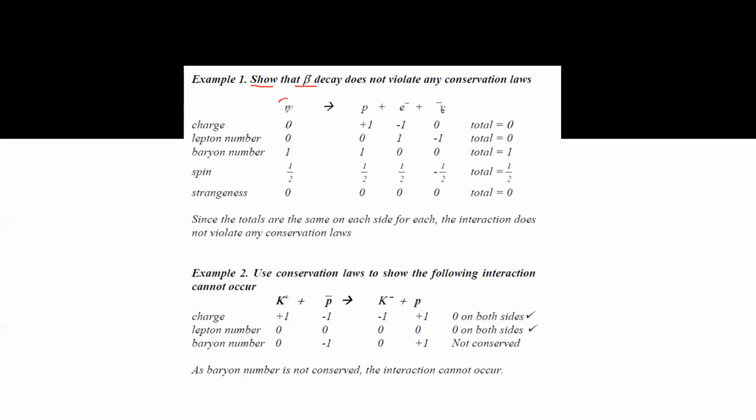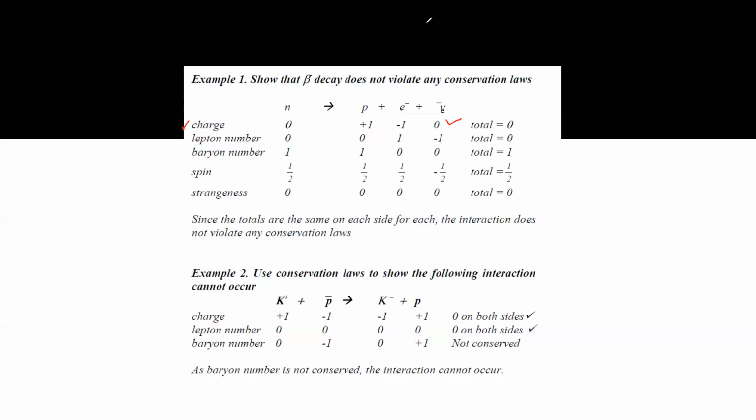When you check the charge, a neutron is a neutral particle, so the charge is 0. The total charge of a proton is +1. Here it's a relative charge, because the actual charge of a proton is 1.6 × 10^-19. But electron and proton have the same ratio, so it's called plus 1. Electron is minus 1, and electron neutrinos or anti-electron neutrinos have charge 0. So you can see this side is 0. Plus 1 and minus 1 also makes 0. So it shows that the charge is conserved on both sides.